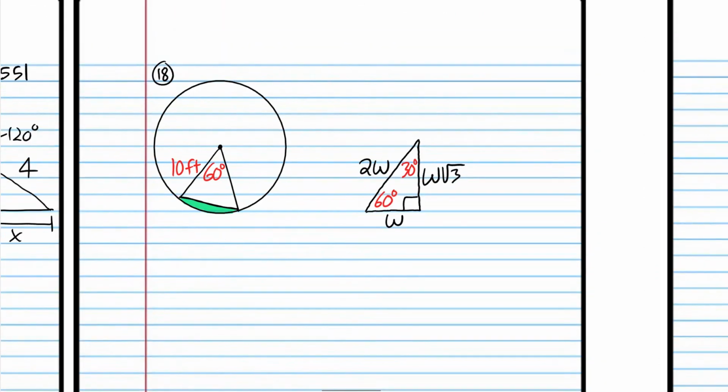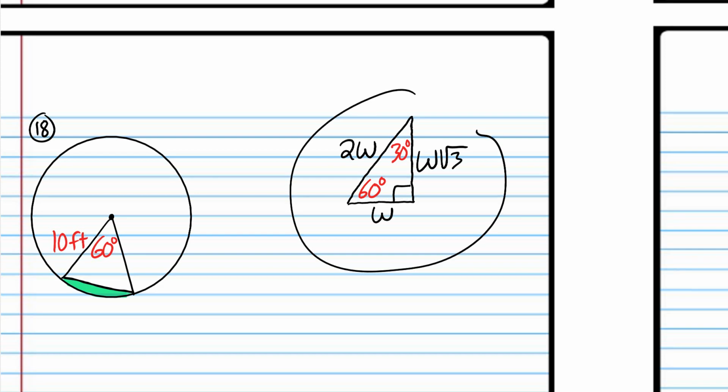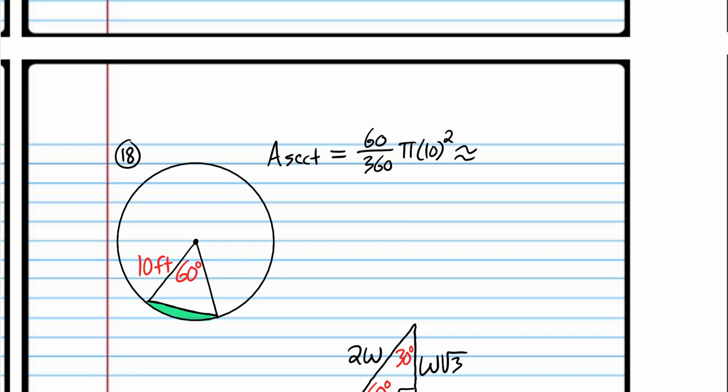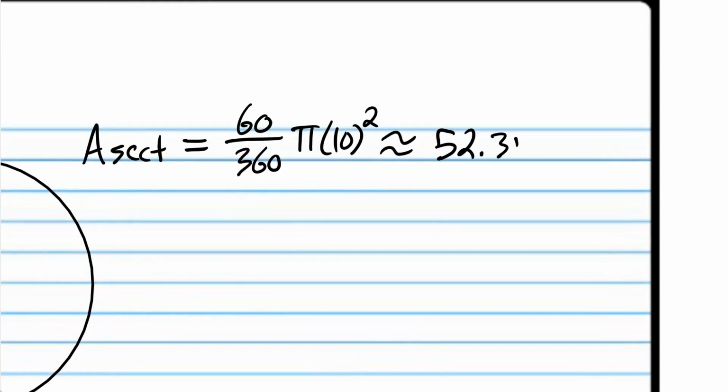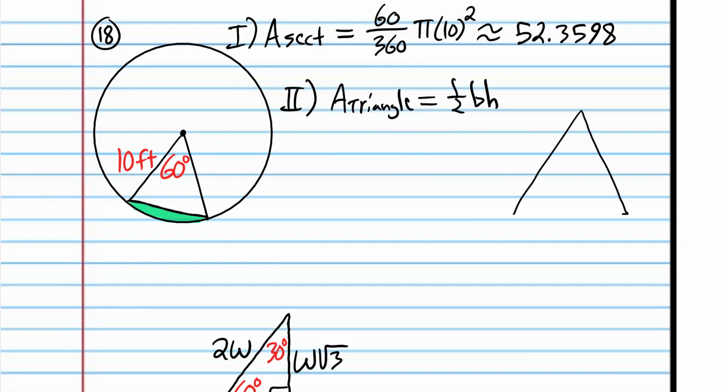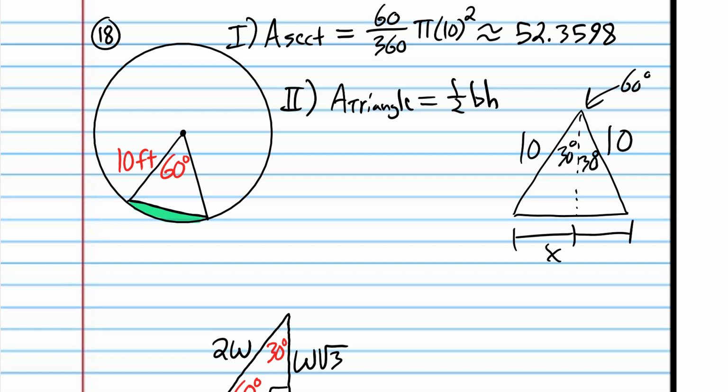All right, we're back. So before we do anything, let's find the area of the sector. So 60 divided by 360 times pi times 100, equals, and we get 52.3598. And now the area of the triangle. So we're going to take that triangle out. It'll look something like that. 60 degrees. Drop in altitude. Obviously these would be 30 degrees. And 10 and 10. X and X.